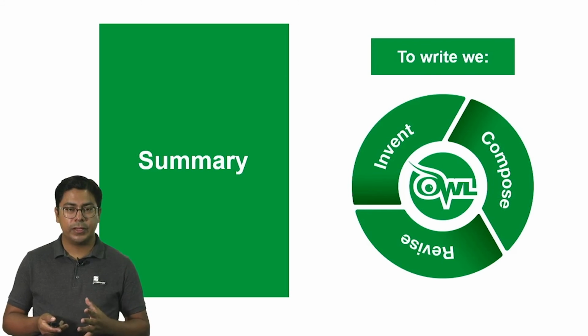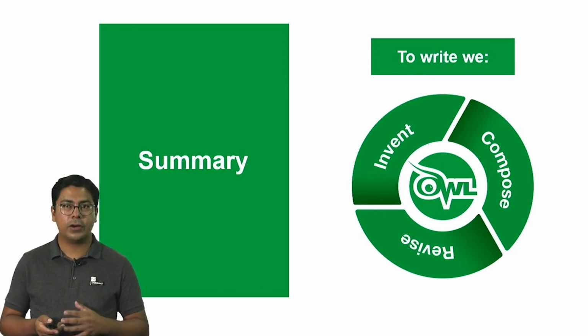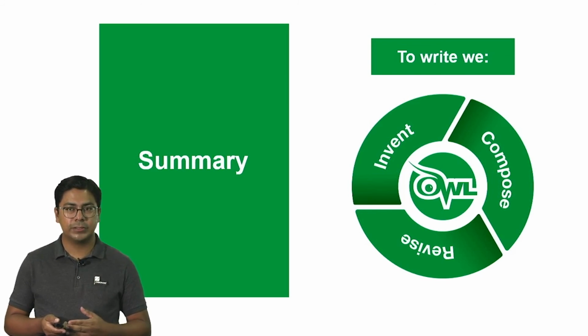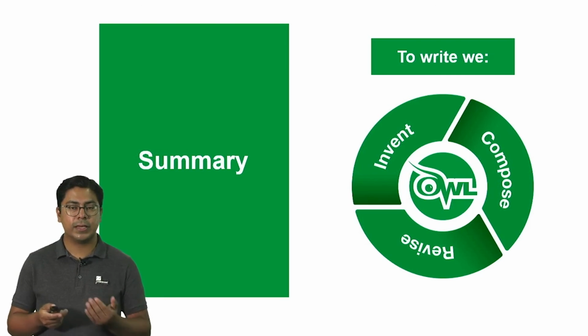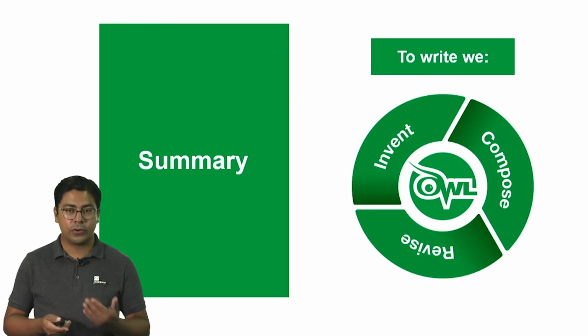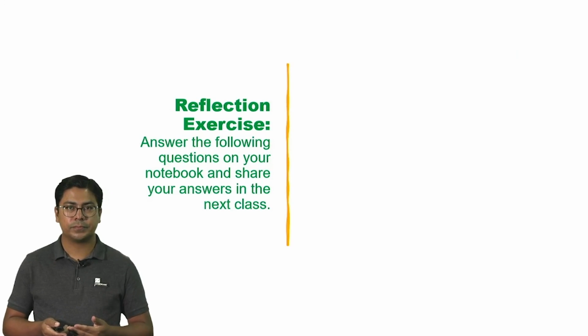So in summary, or to recap, there are 3 stages to the writing process: invent, compose, and revise. And this is a cycle. You can go back from one stage to the previous one. It is okay to do that. And it's actually encouraged, and it's going to help you come up with a better and more effective final product.